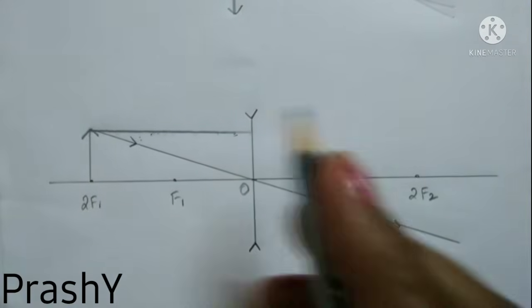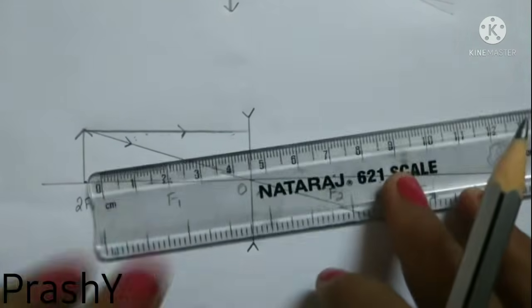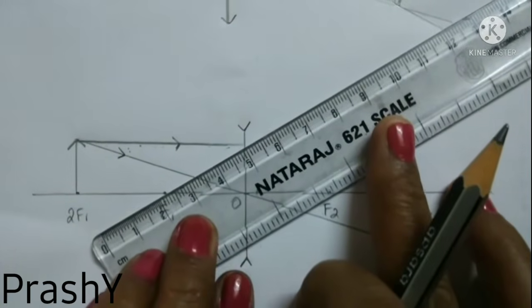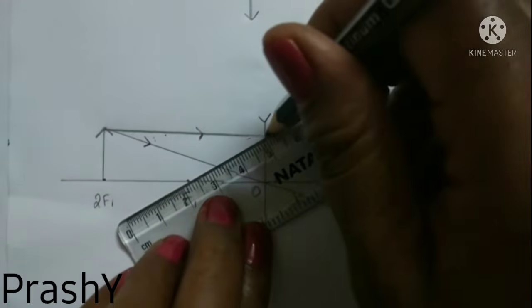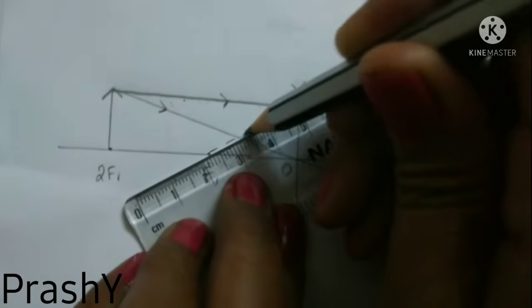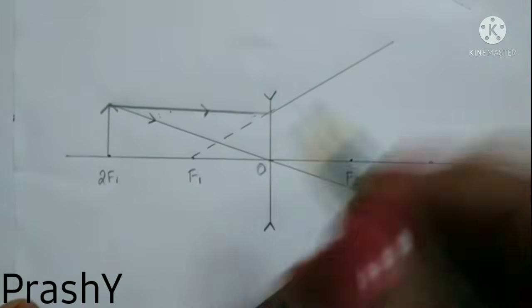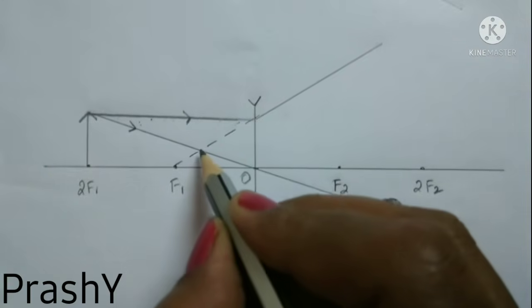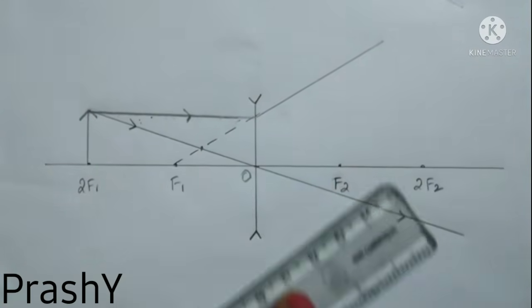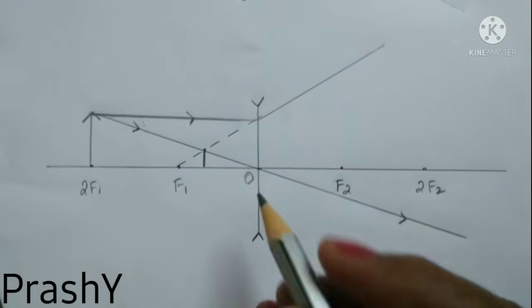So parallel to the principal axis. So it is a diverging lens, so the ray gets diverged. So I am extending these rays so that they can meet at the focus. So here is the point of intersection. At the point of intersection I have to draw the image.